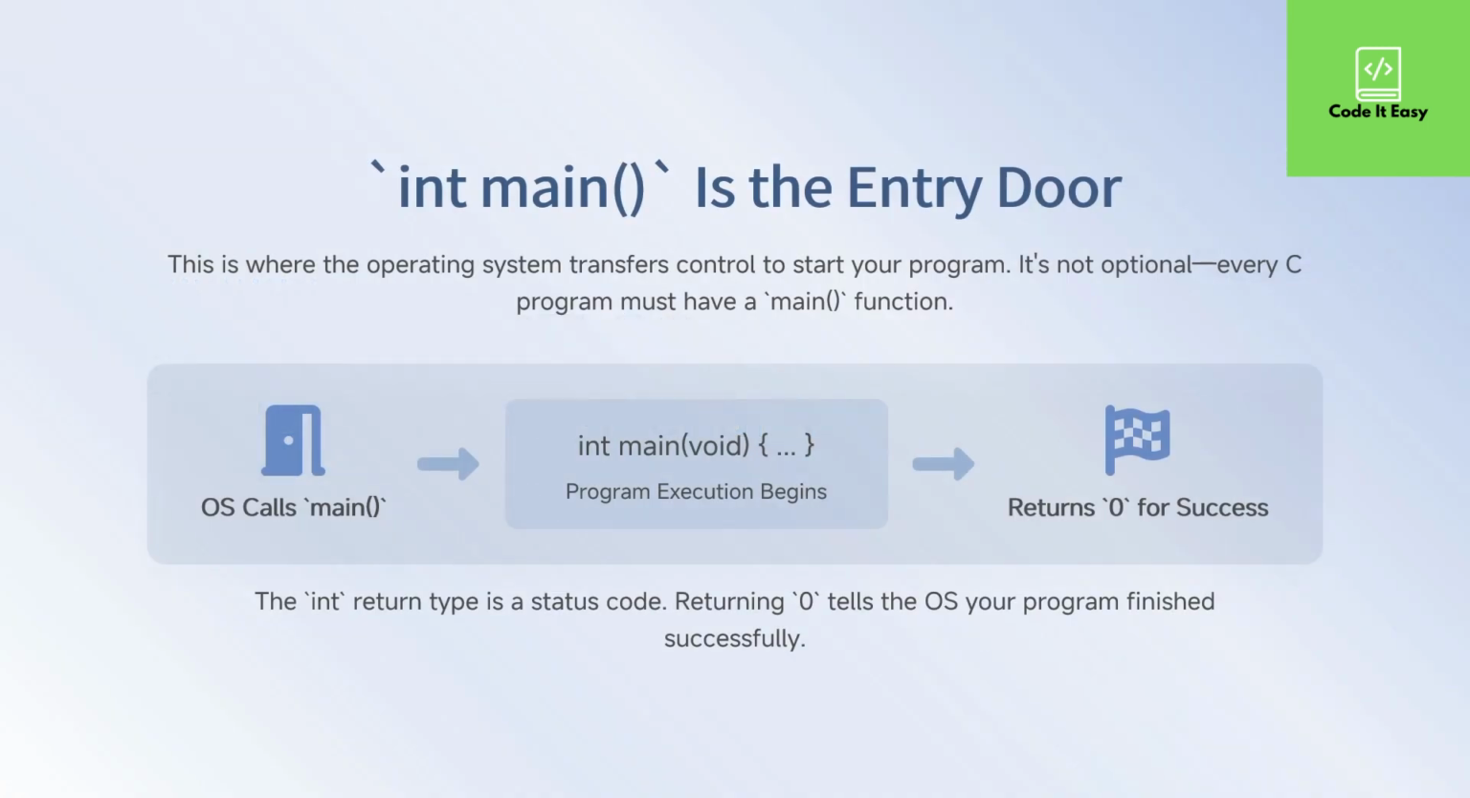This is where the operating system transfers control to start your program. It's not optional. Every C program must have a main function. The int return type is a status code. Returning 0 tells the OS your program finished successfully.